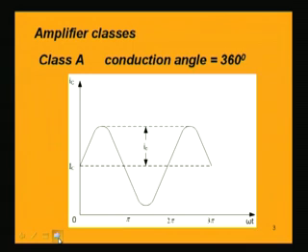For example, in a class A amplifier, the conduction angle is 360 degrees. That means, if we look into the collector current, then for the whole 360 degree angle the current will be flowing.